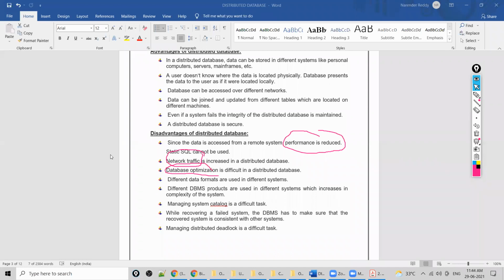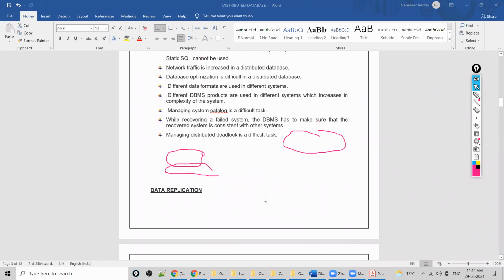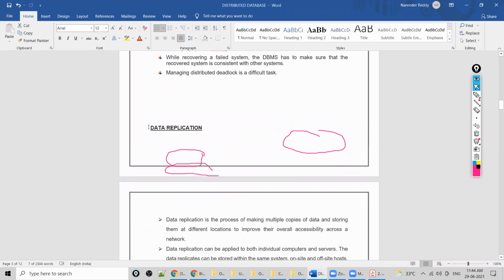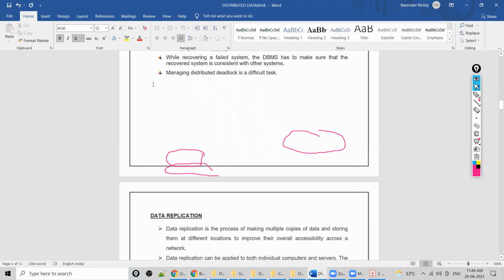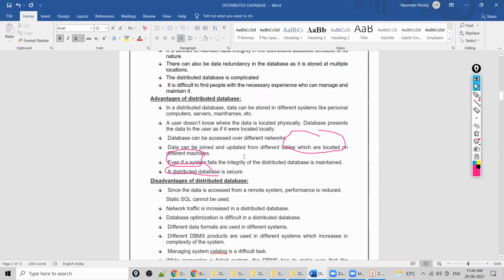What are the disadvantages of distributed database? First one, database performance is reduced. Number two, network traffic is increased. Database optimization is difficult. Next, different formats we can use in different systems. Next, you can use different types of DBMS products. That one, complexity. Next, we cannot handle deadlocks. We cannot handle what, madam? Deadlock. These are all distributed database advantages and disadvantages.